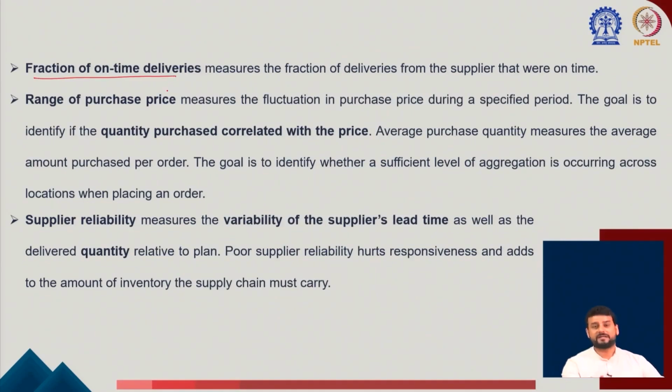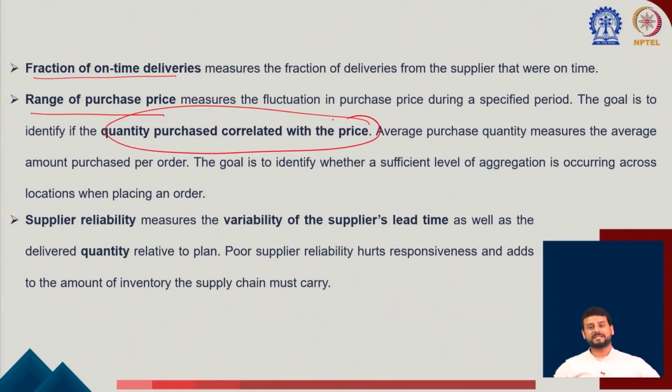Fraction of on-time delivery, this is what I talked about. When you are picking the supplier, if you placed 10 orders last month, how many orders were delivered on time as per schedule? If he promised delivery within 1 day, 24 hours, how many were delivered within 24 hours? Range of the purchase price, again within whatever quantity you purchased, and whether there is any relationship with the price. If you are placing a higher order, higher quantity, whether you are getting a reduced price or not.